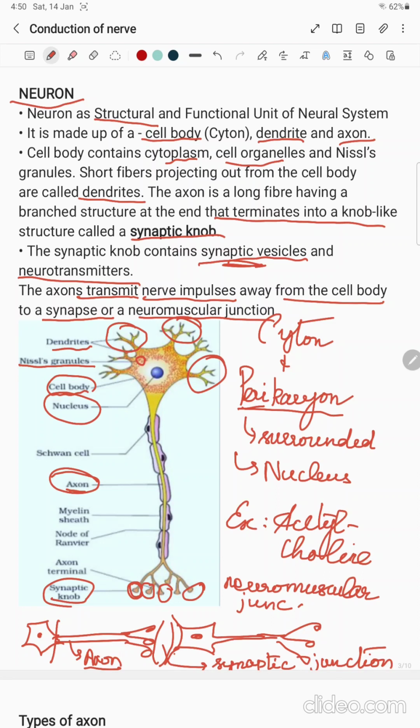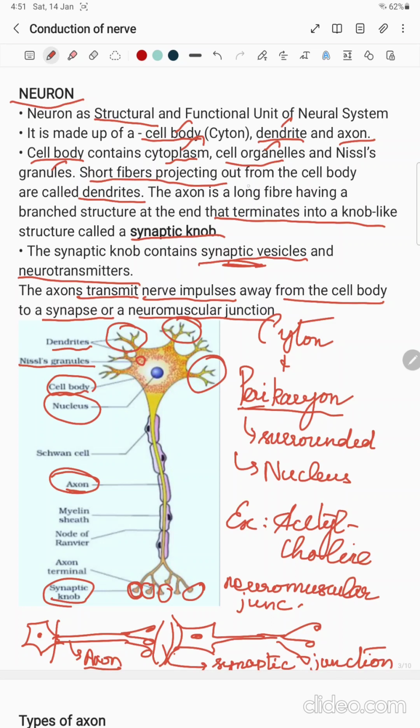Understood? So again, I am just reading this. What is a neuron? It is a structural and functional unit of the neural system. It is made up of a cell body, otherwise called cyton or perikaryon, a dendrite, and an axon. What components does the cell body comprise? It contains the cytoplasm, cell organelles, and Nissl's granules. Certain short fibers project out from the cell body, which are called dendrites.